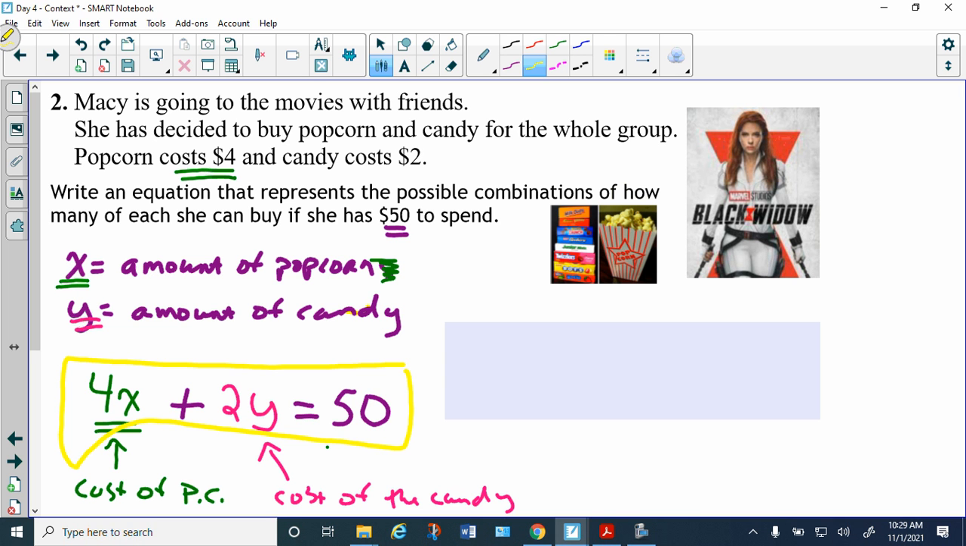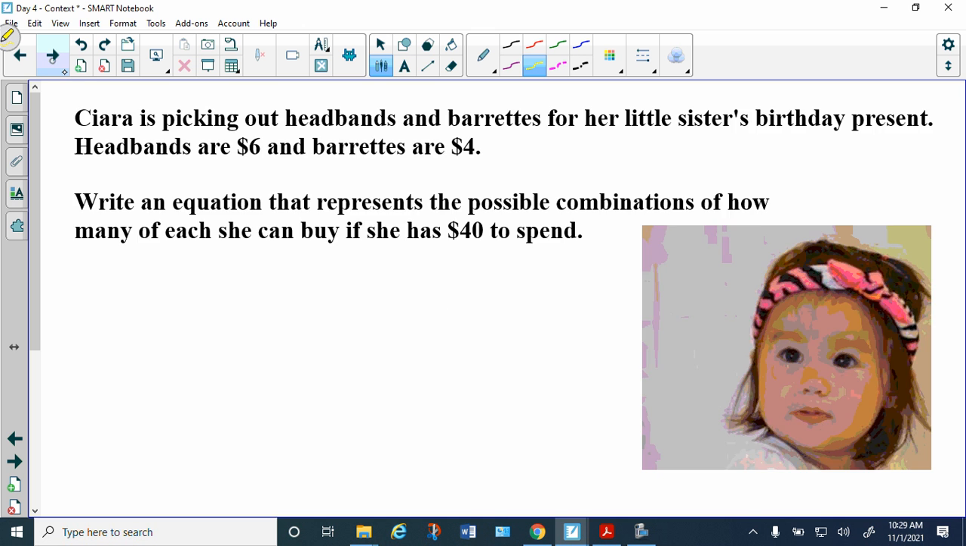So we're done because it's just us setting up the equation of this situation. All right, we're not doing marker boards.